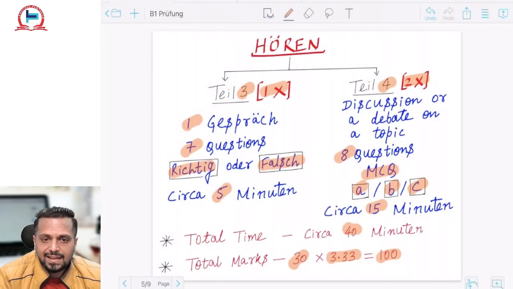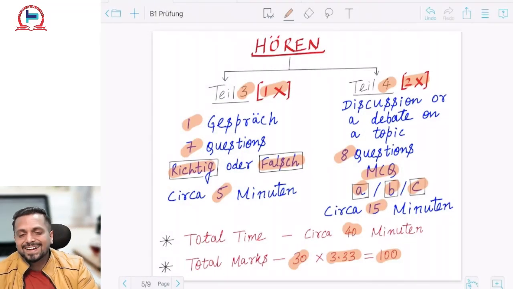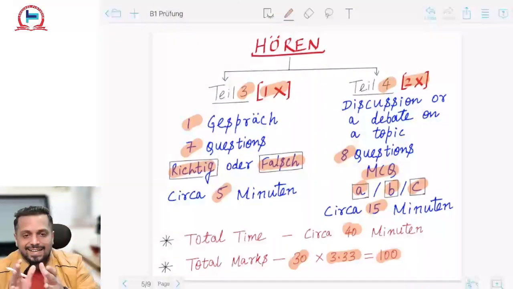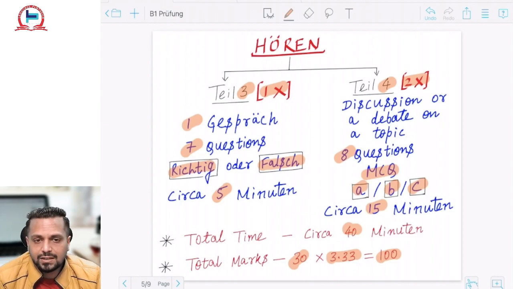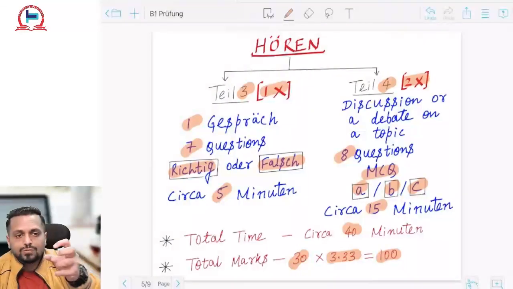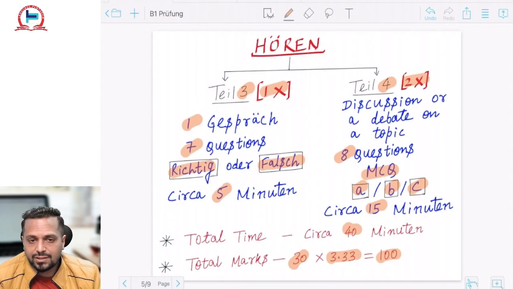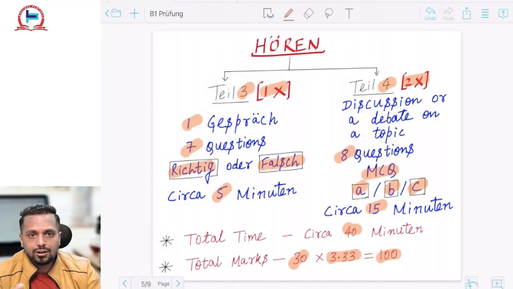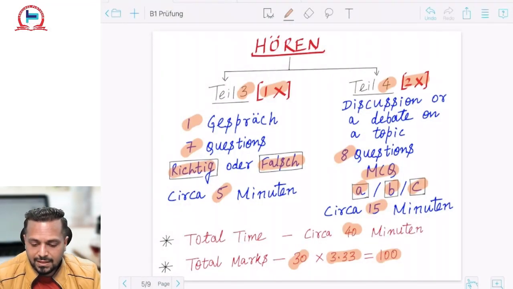So basically, the runtime for hearing is 40 minutes, and the total marks is adjusted out of 30, 1 mark each, and whatever marks you are getting, that is multiplied with a multiplier of 3.33 to get the total marks out of 100. So that was all about hearing. Let's go on ahead.